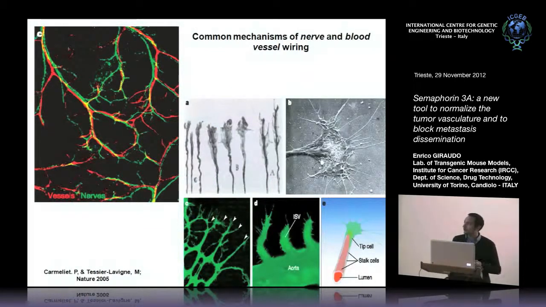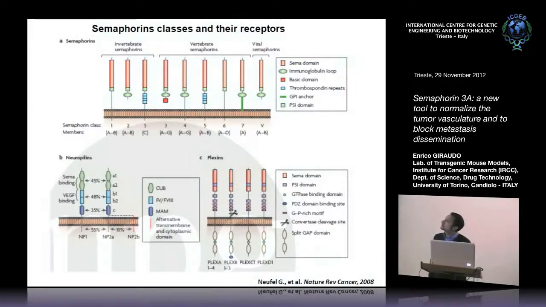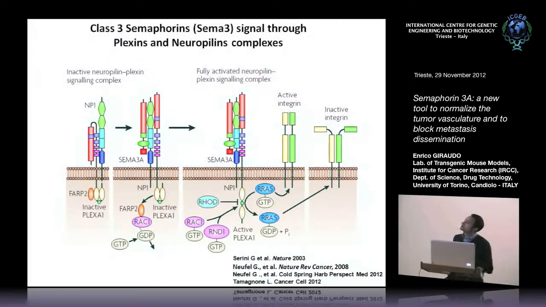Semaphorins are a class of molecules that are part of the axon guidance cues, molecules that regulate the nervous system, but they are also found expressed by endothelial cells, and lately it has been described that these axon guidance cues, in particular semaphorins, can modulate and regulate physiological and pathological angiogenesis. There are several classes of semaphorins. Class 3 semaphorins, the ones we are interested in, are soluble molecules that can transduce the signal through a receptor complex of neuropilins and plexins. For example, this is Sema3A acting on endothelial cells that express neuropilin and plexins. Sema3A, by binding neuropilin, transduces the signal through plexins.